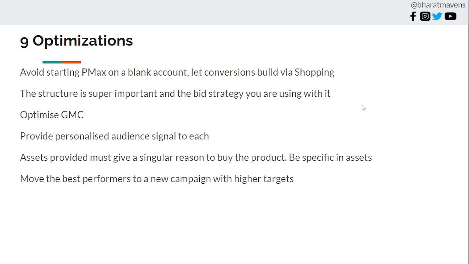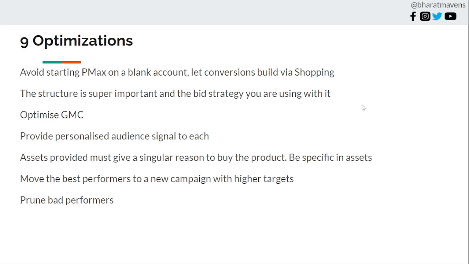Then move the best performers to a new campaign with higher targets. Whenever you run a Performance Max campaign, particularly when you have a large SKU count or catalog, the problem is that there are a lot of products contributing. The Pareto principle comes into effect, where 20% of the products contribute 80% of the revenue. So you will have to start by optimizing your first 20% of products, filtering them into a separate campaign and giving it higher targets. Maybe not 200% ROAS, you need a 400% ROAS, so that overall account ROAS improves, and hence you improve the performance of the whole account itself. So move the best performers to a new campaign.